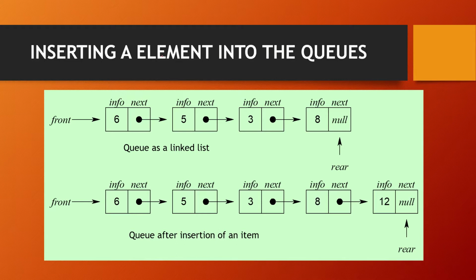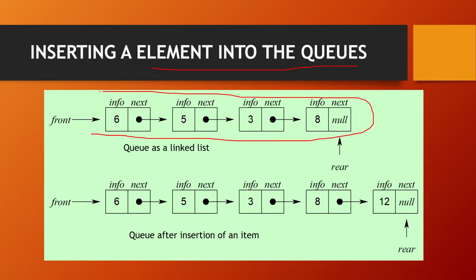Now, how to insert an element into the queue? Deletion is the same as in the case of stacks, but insertion is a little bit different because in this case we have to insert at the rear position. So this is the queue as a linked list. This pointer front points to the first node of the queue. This rear pointer points to the last node of the queue, or contains the address of the last node of the queue. We want to insert a new node into this queue.